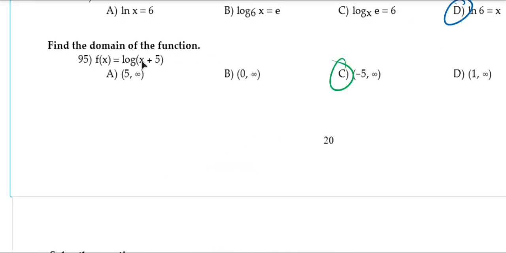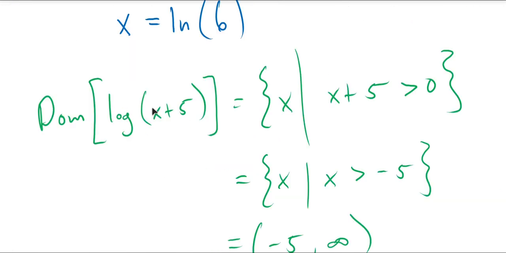95 is a question about the domain of a logarithm. The domains of logarithms are precisely those values for which the argument is positive. It can't even be 0, it can't be negative, it's got to be positive. So this is the set of all x's such that x plus 5 is positive.